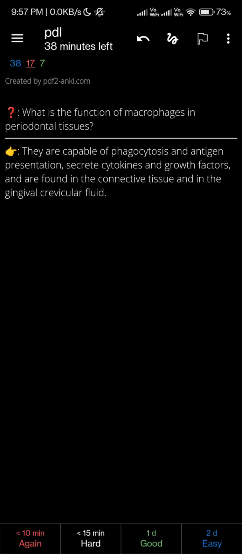So what is the function of macrophages in the periodontal ligament? Phagocytosis, antigen presentation, producing cytokines and growth factors, and they are found in the ground substance and in the gingival crevicular fluid.